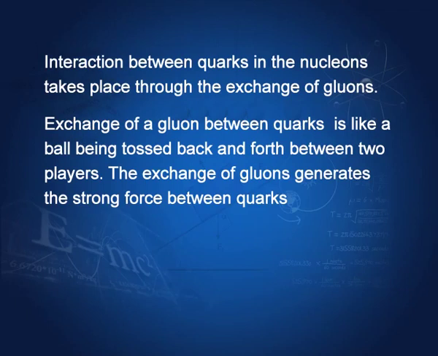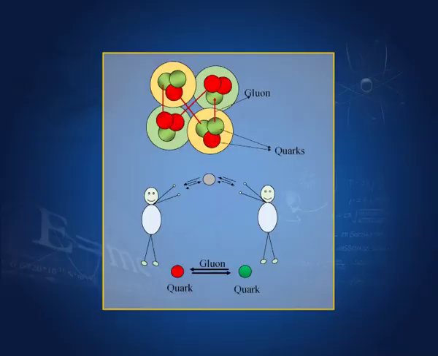Interaction between quarks in the nucleons takes place through the exchange of gluons. Exchange of a gluon between quarks is like a ball being tossed back and forth between two players. As I said, if there are two quarks, then they exchange continuously, keep on emitting and absorbing gluons, and that is how they feel the force of one another. So, the residual force is the force that acts between nucleons. You can see these vectors in red from one quark to the other, and if you take the resultant or the residual, then that residual force is the force between nucleons.